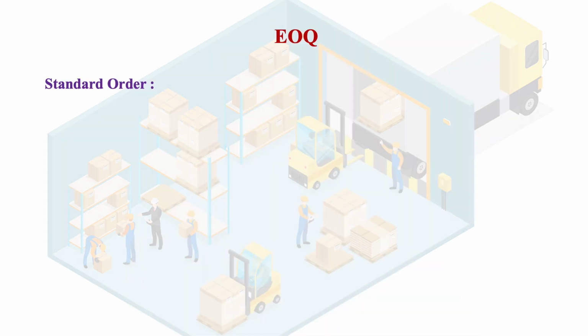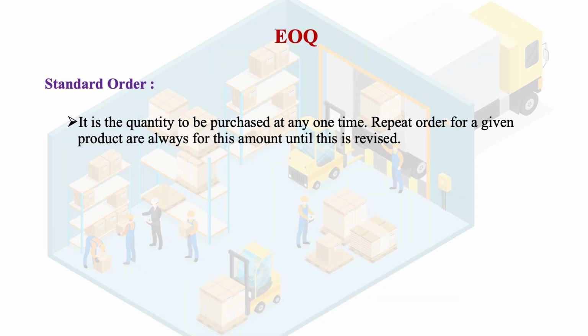The next point is the standard order. It is the quantity to be purchased at any point of time. Repeat orders for a given product are always the same amount until this is received. This is a deterministic model of demand: the quantity to be purchased should be known, and the time is known, then by what time I will repeat this order. So this is the standard order.